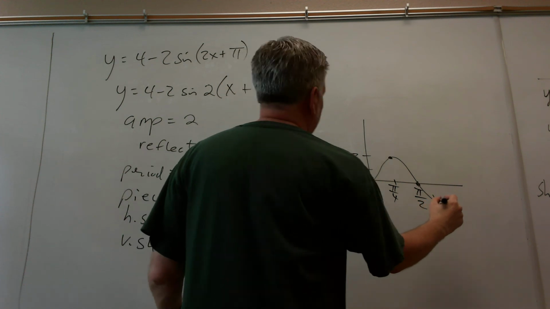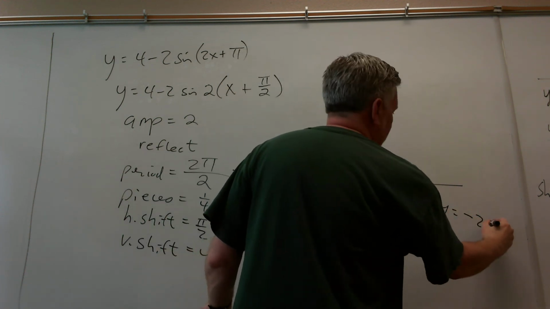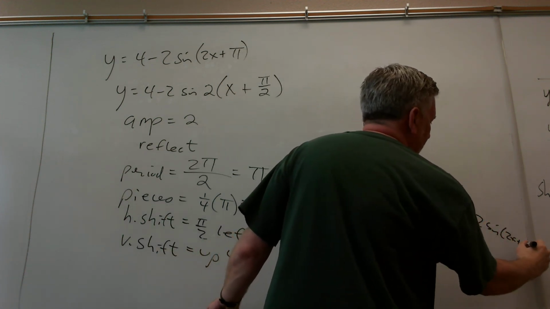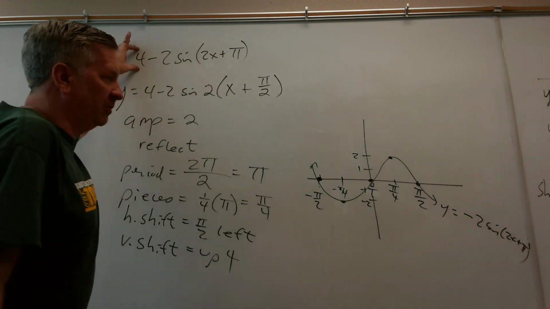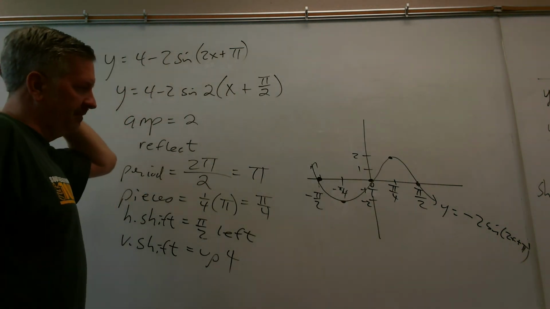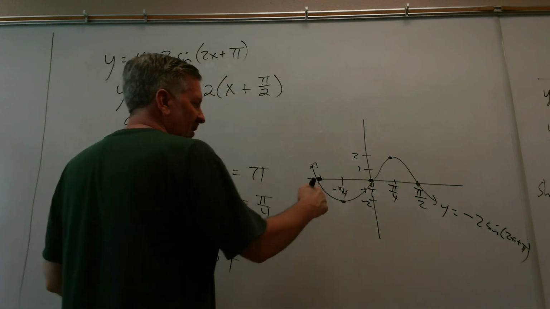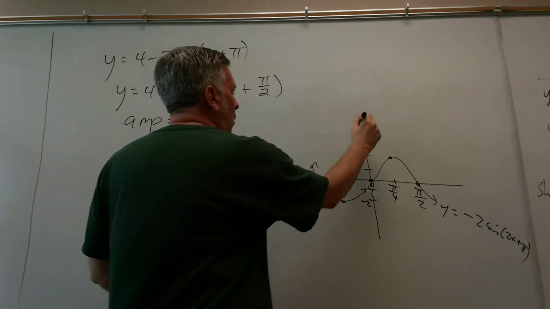Okay. So this is y is negative 2 sine of 2x plus pi. So it's everything but the vertical shift. I haven't done the vertical shift yet. And now we just have to take all these important points and move them up 4.